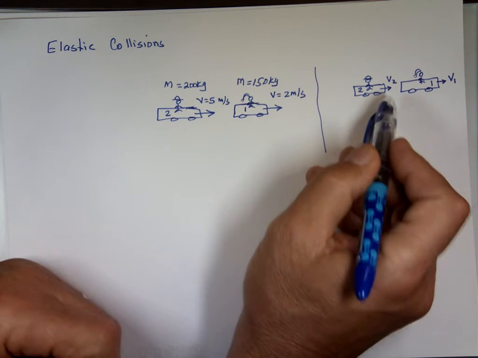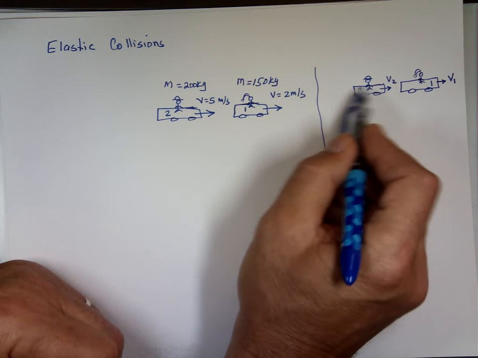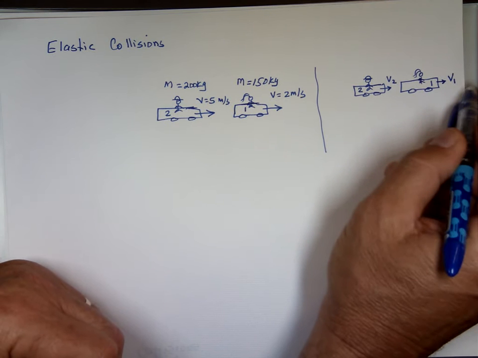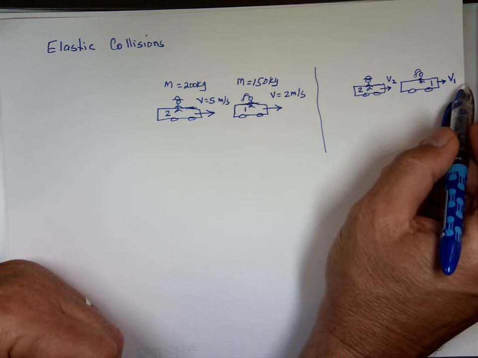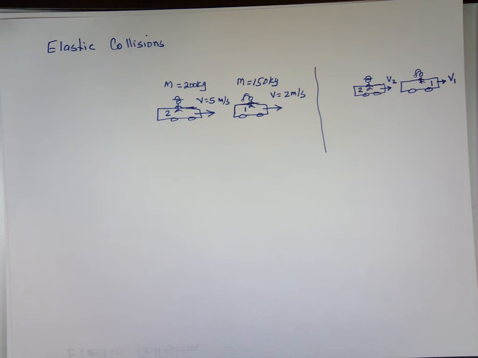If I get v2 being negative, that tells me, guess what? This one went backward and that one went forward. So the math will tell us what's going on.